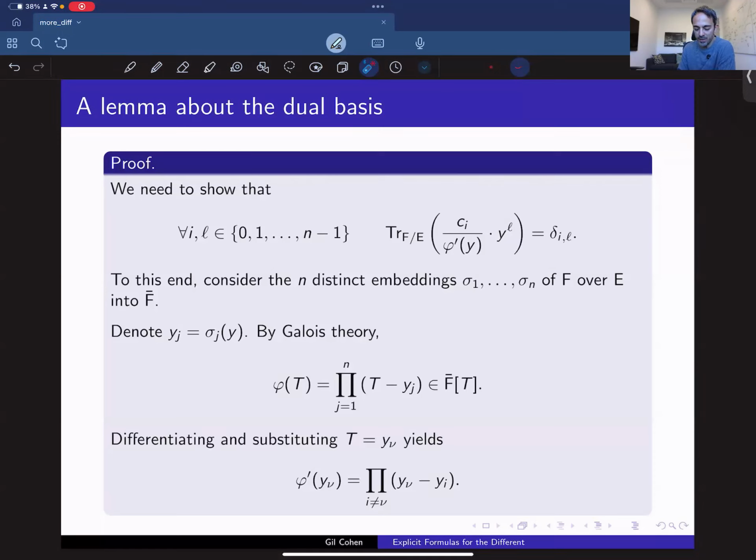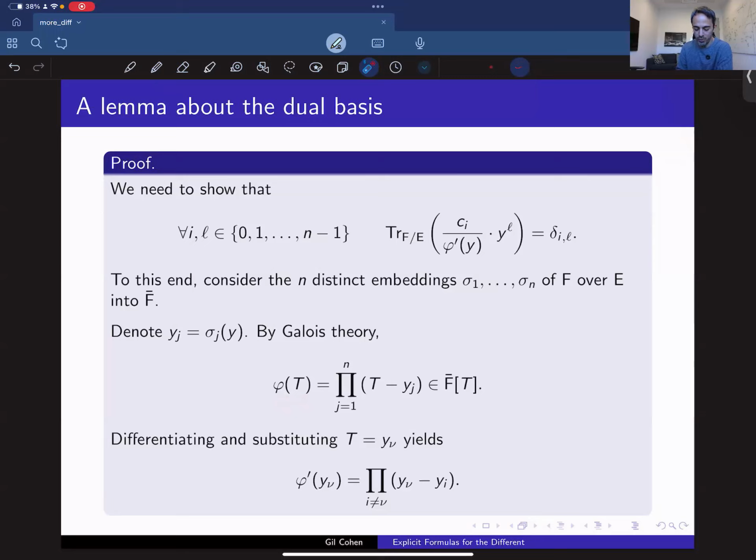Okay, so how would you do that? So first of all, let's consider the n distinct embeddings. Let's denote them by sigma 1 up to sigma n of f over E into some algebraic closure. Right, this is a separable extension, so you have n distinct embeddings because the minimal polynomial of y is of degree n. And let's denote by y_j the element to which sigma j sends y. Okay? So what do we know? We know that by Galois theory, these are precisely the E-conjugates of y. Namely, these are exactly the roots of the polynomial phi(t).